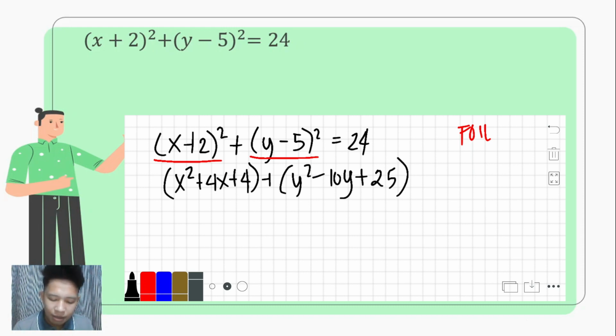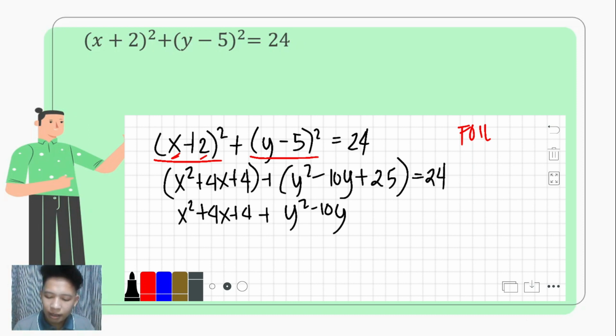A shortcut is that you first square the first term, then you multiply the first and the second term by 2, and then you square the last term. And then we have equals 24. Then we omit the parentheses first. That's x squared plus 4x plus 4 plus y squared minus 10y plus 25 equals 24.